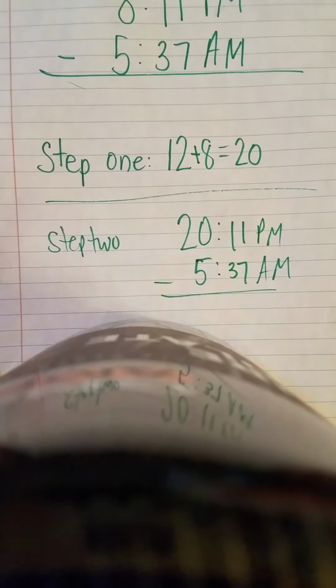And then we're going to subtract 5:37 a.m. Okay, and then we're going to determine how much sunlight we had today.